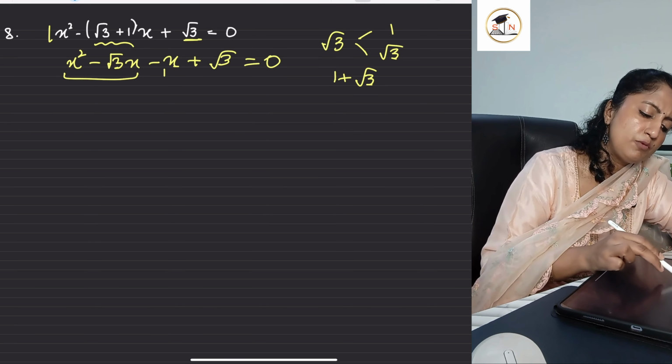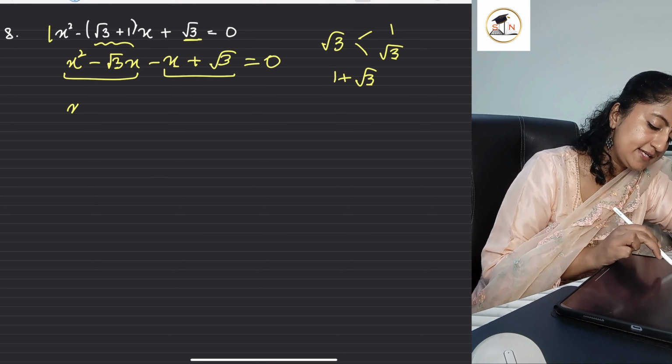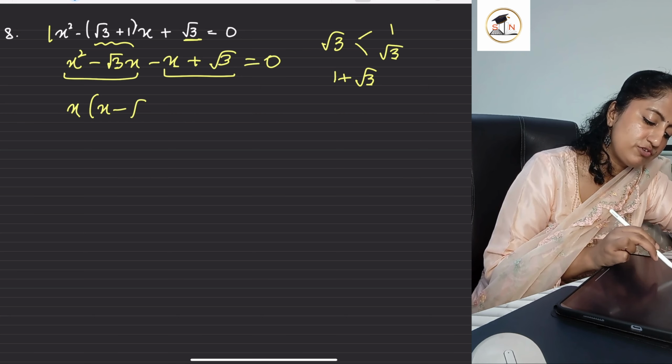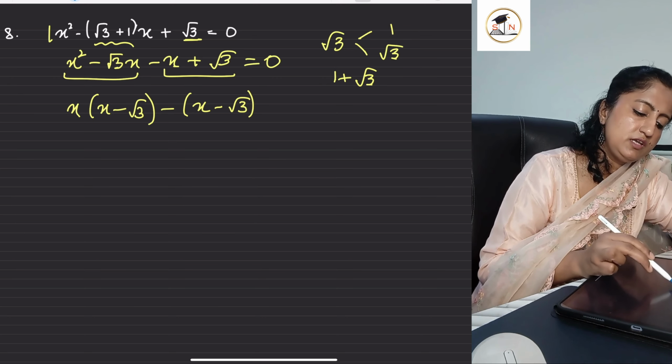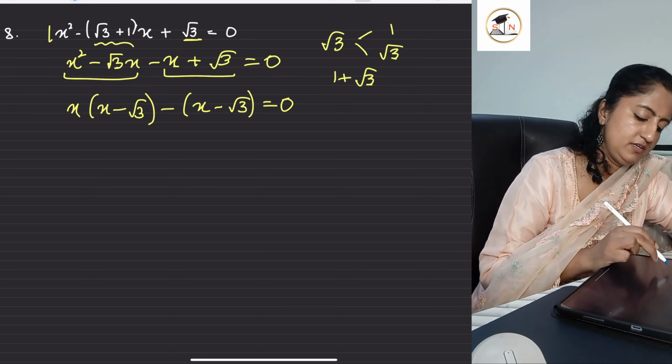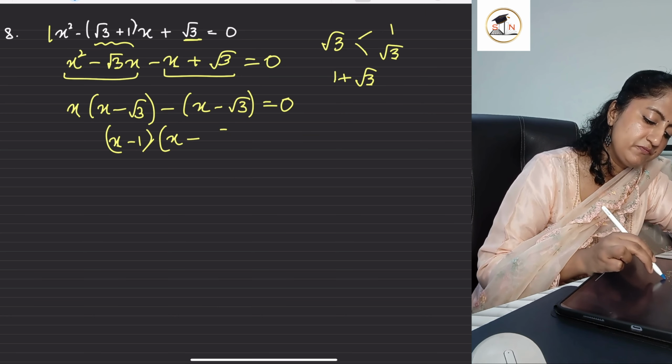Now, you just need to group, nothing more. It's very easy. We'll take out x, left with x minus root 3, minus 1 outside, left with x minus root 3 equals 0. So what are we having? x minus 1 and x minus root 3.